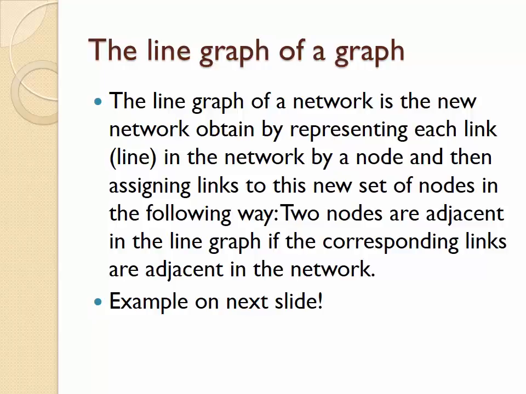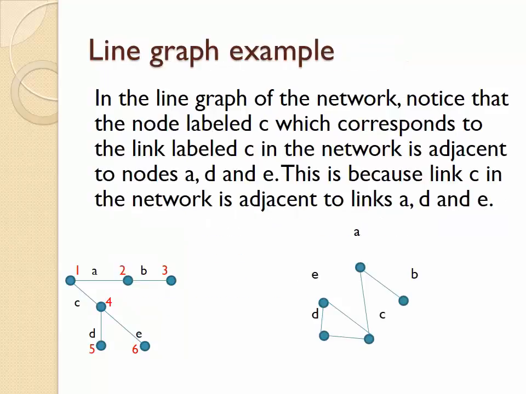So let's look at an example. Back to this graph, we like to use it for an example because all of the vertices and all of the links are labeled. So on the left, with our labeled graph, our links are labeled A, B, C, D, and E. So in a line graph, we'll represent each of these links with a node. So now we have nodes A, B, C, D, and E. We notice, for example, that link A is adjacent to links B and C in the original graph. So in the line graph, node A is now adjacent to nodes B and C.